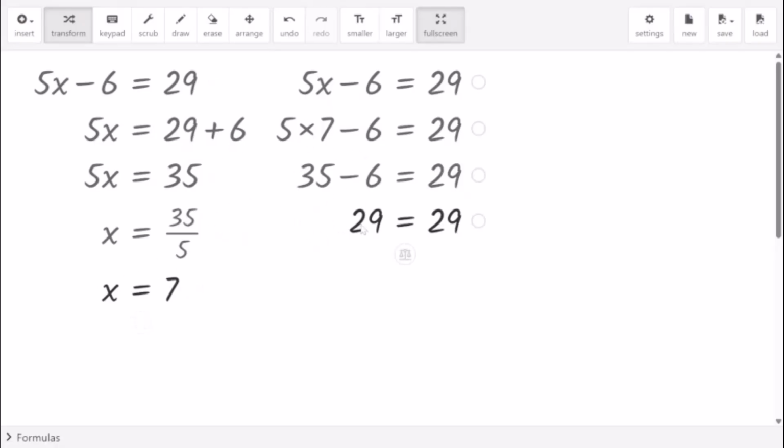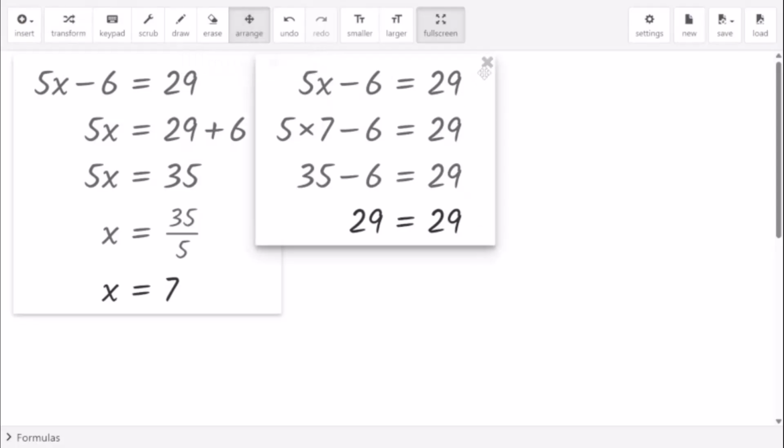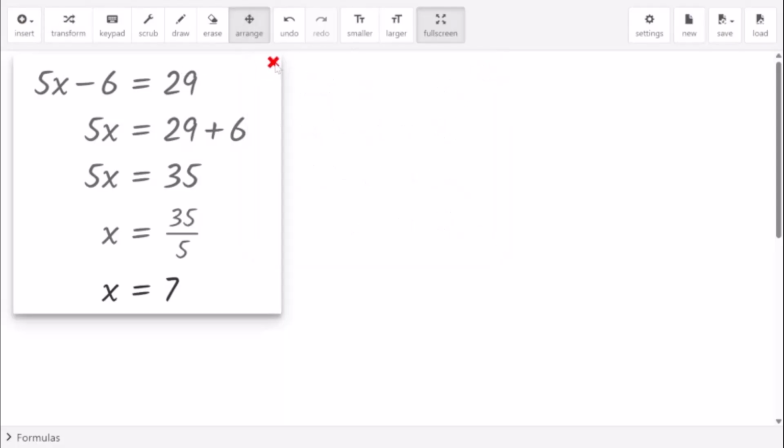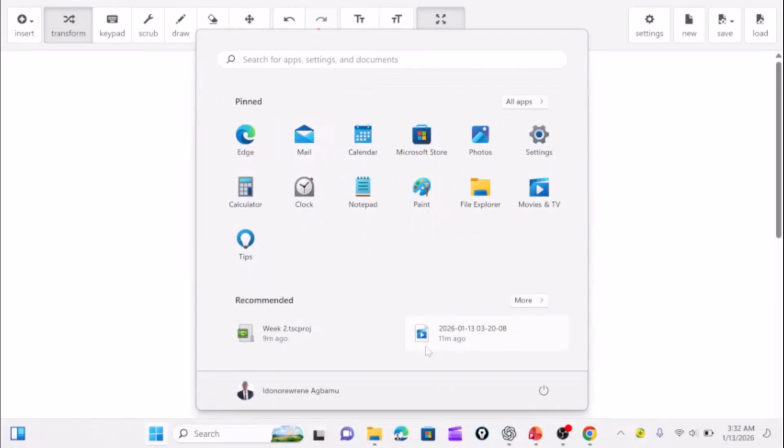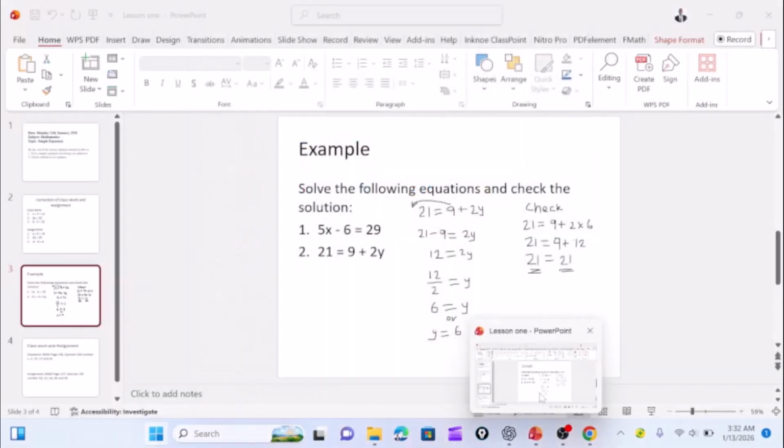So that is one thing I want you to get. To delete, just click on arrange. You can delete them individually. So that is that. Let me demonstrate the second question so that you can understand it better.